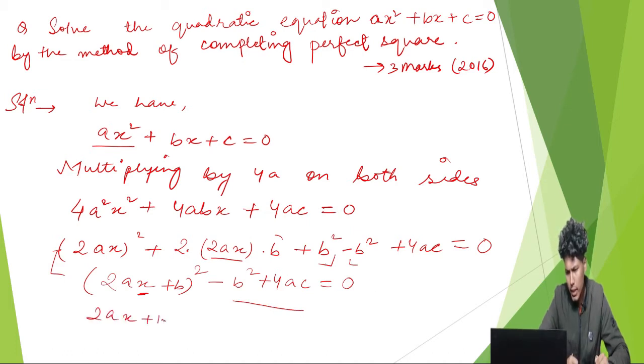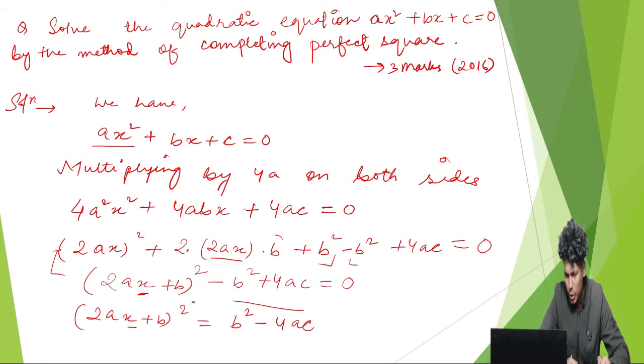2ax plus b whole square is equal to b square minus 4ac. Plus goes to this side, it will become minus. Simple. Now we are going to find the value of x.